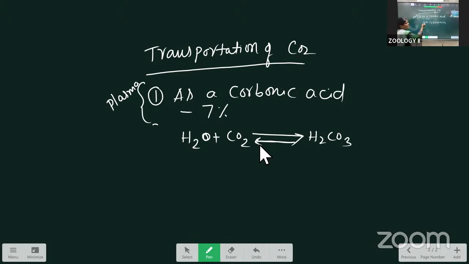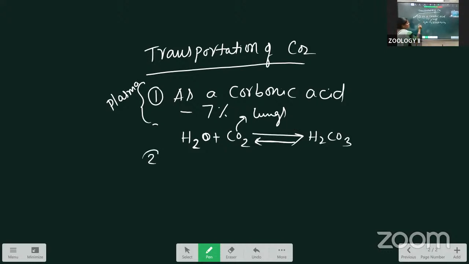First, in the tissue place, the blood has the plasma containing the water. Water is added with the carbon dioxide and forms H2CO3. That in the alveoli place, in the lung place, they are dissociated into H2O and CO2. CO2 is given to the lungs. Like this, it is transported to the lungs. Which one? Through carbonic acid.